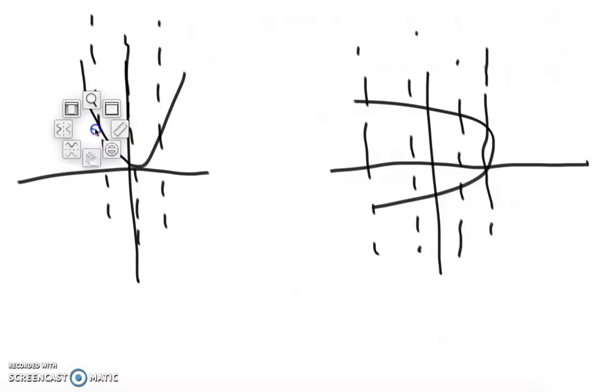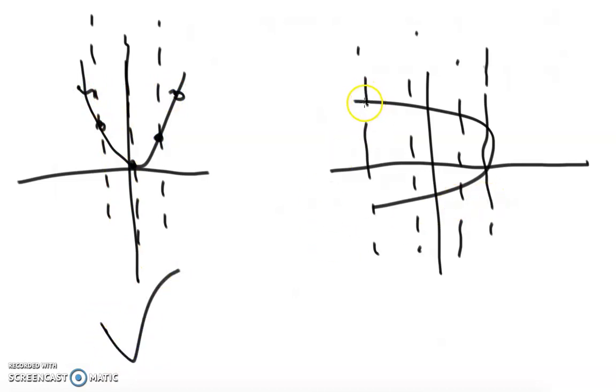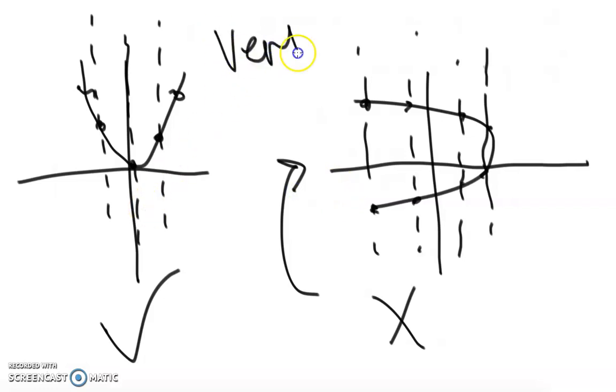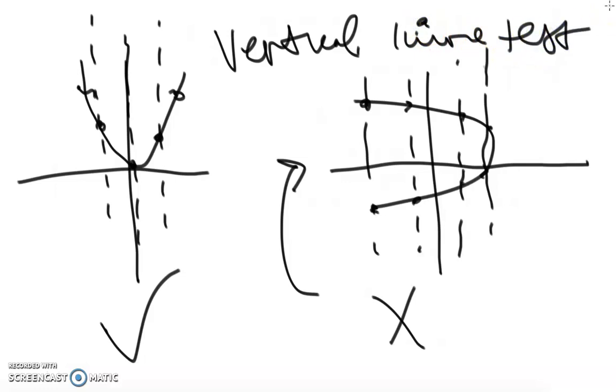As you can tell, this line is passing through only one point, one point, one point. So this is a pass. But for this one, it's passing through 2 points. So it's a fail. This is not a function that passes the vertical line test. It's a little complicated, but we use it fairly often in other types of math, so I would prefer that you know it.